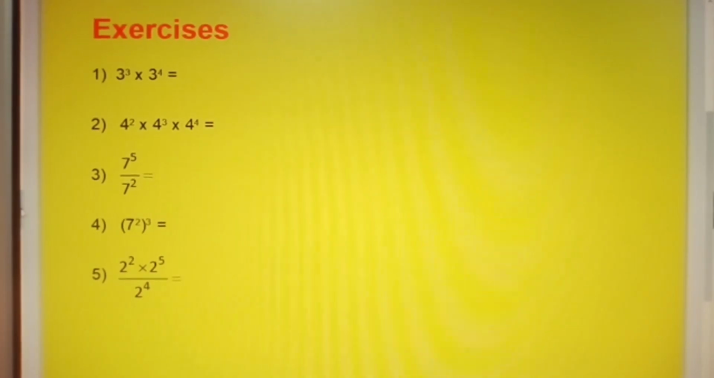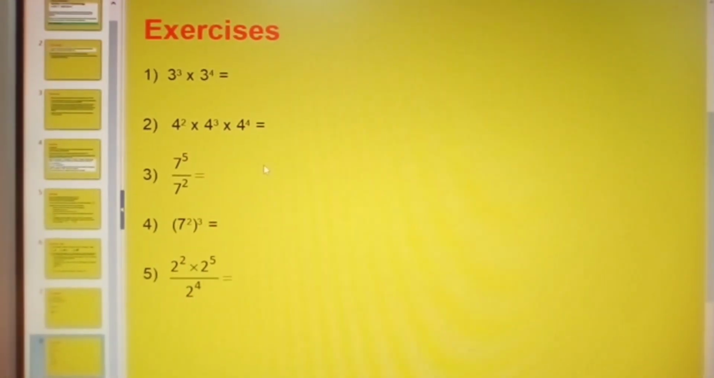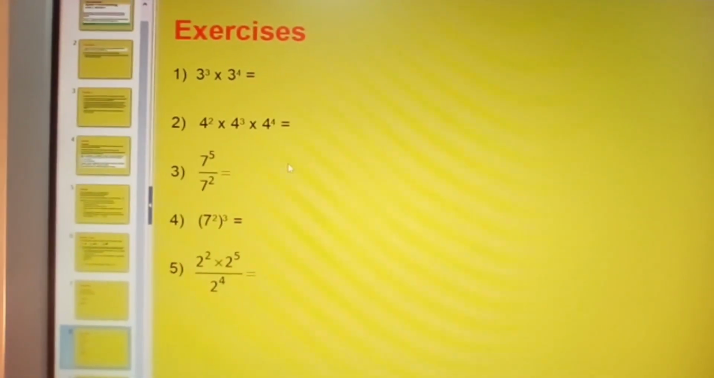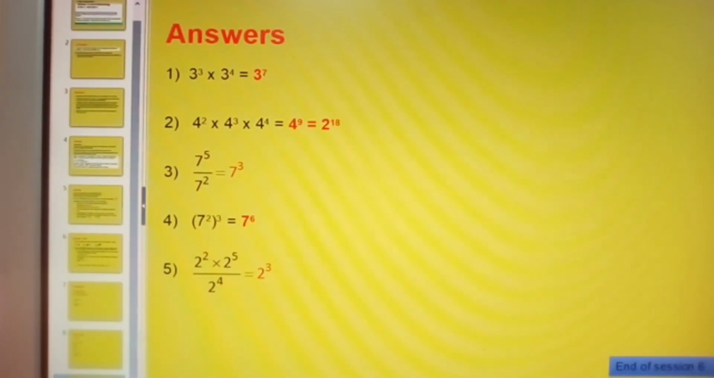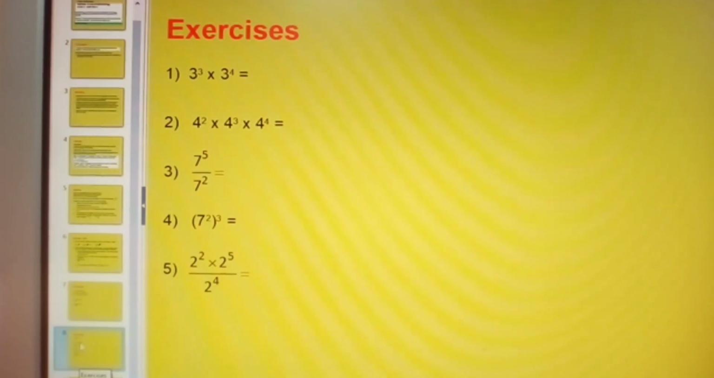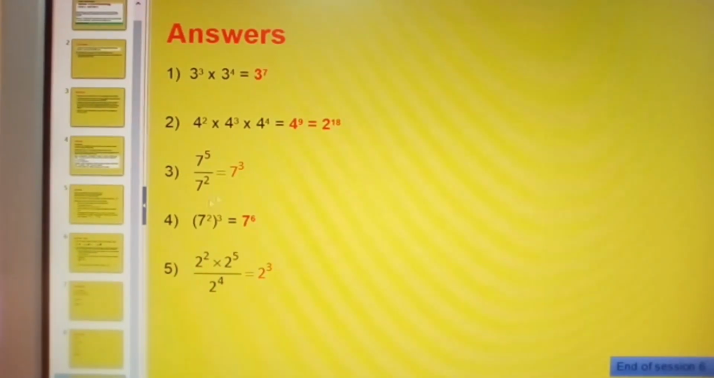Okay, let's have a look at the answers. That there is 3 to the 7. This here is 4 to the 2 times 4 to the 3 times 4 to the 4 equals 4 to the 9.